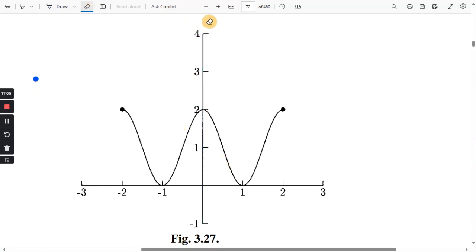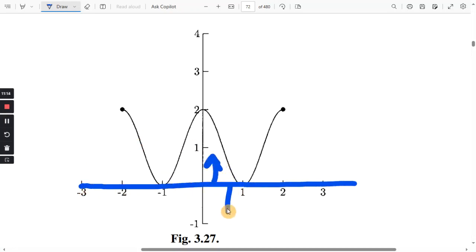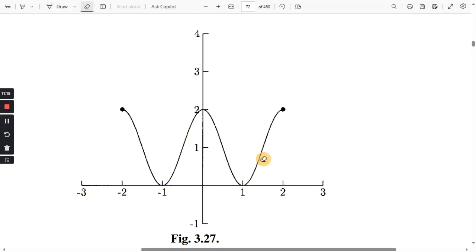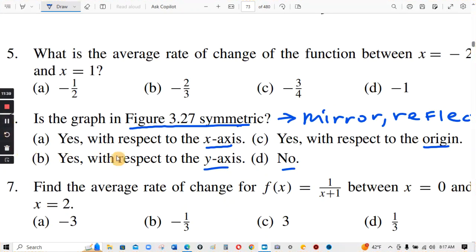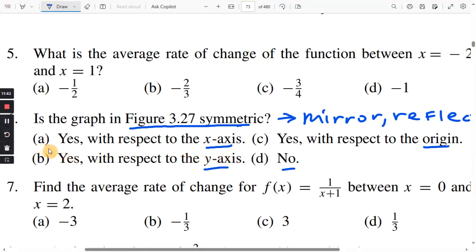If it were x-axis symmetry, the mirror would be right here on the x-axis, and whatever was on the top of the x-axis would be the same thing underneath. And finally, if it were origin symmetry, you would draw in the line y equals x, and the part underneath the line would be the same as the part over the line as well. That would be origin symmetry over the line y equals x. So we said it was y-axis symmetry. That is answer B, y-axis symmetry.